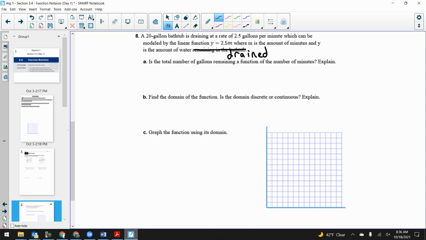The tub is full. We pop the drain. It starts decreasing at a rate of 2.5 gallons per minute. The amount of water drained. All right. Now, let's answer the rest of these questions.